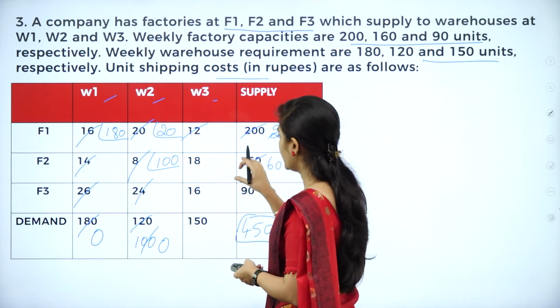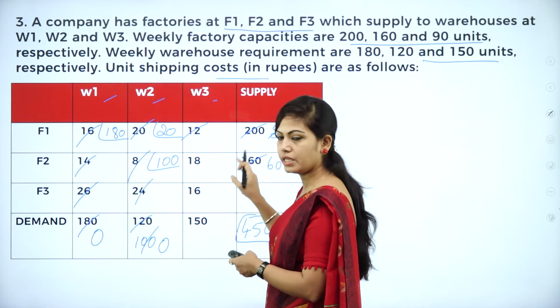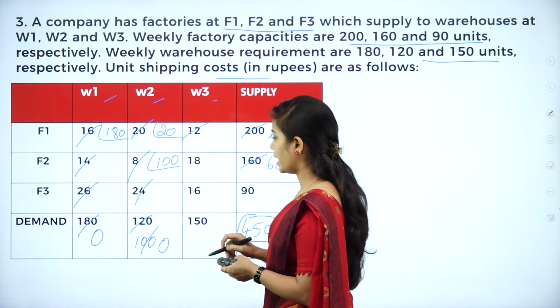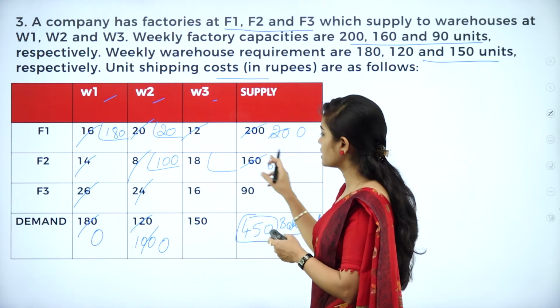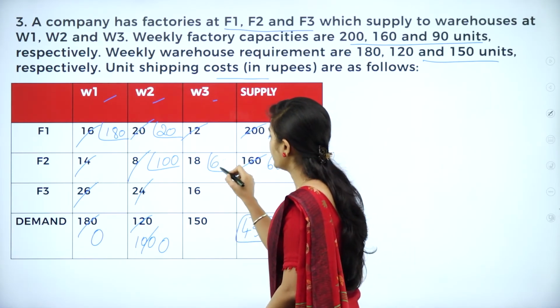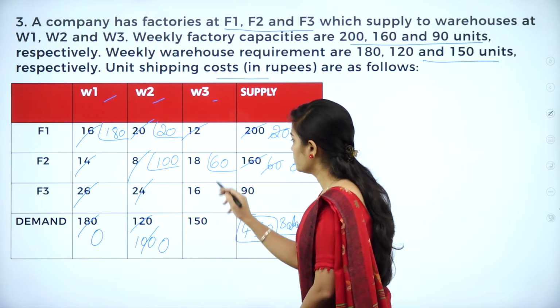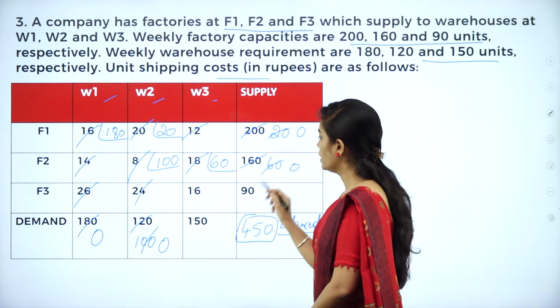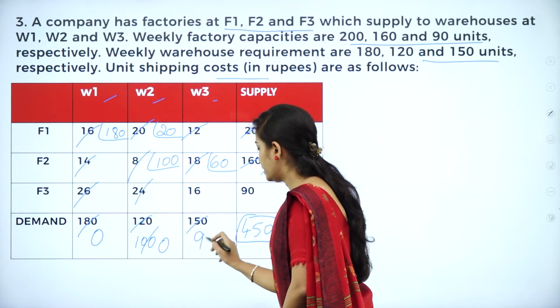The next variables are, I have only two variables, 18 and 16. The north corner variable is 18. Out of supply and demand, the supply value is lesser than the demand value. 60 is lesser than 150. I will allocate 60 to this cell and it will become 0. And I can cancel this row. 150 minus 60 is 90.